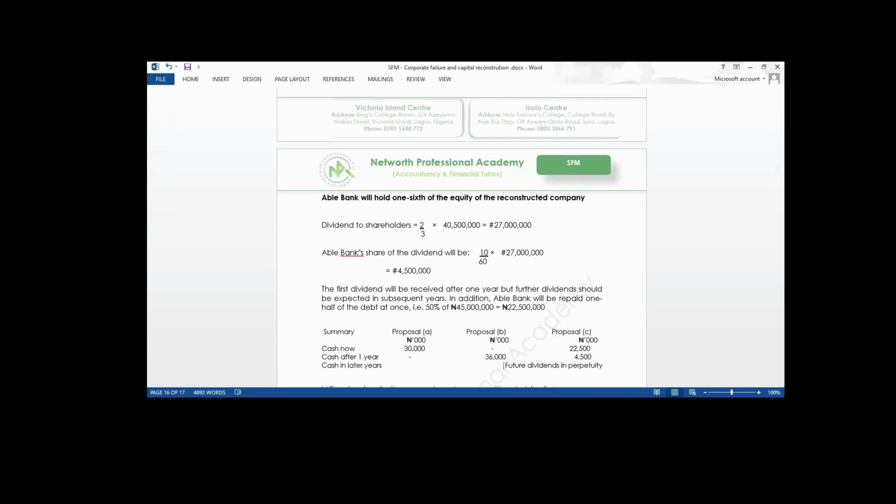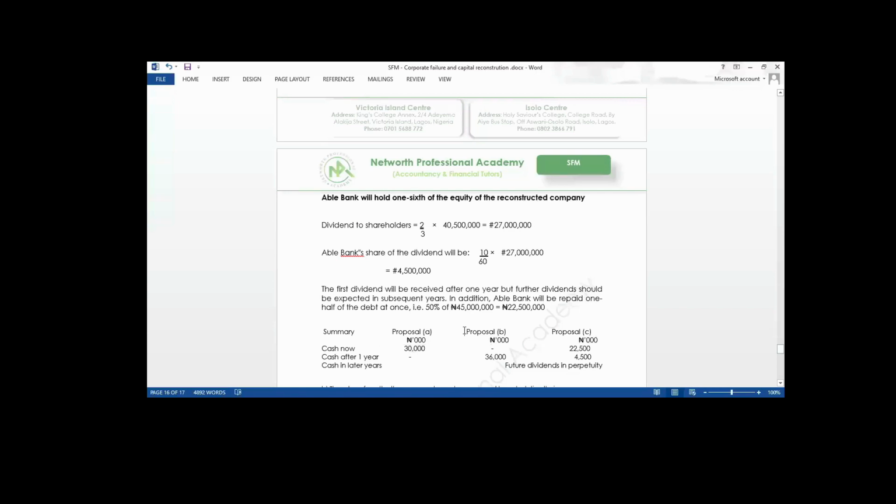We are done with question A. Look at the summary. Under proposal A, if this company is liquidated, Able Bank will get 30 million naira immediately. That is cash now. Nothing in year 1 under proposal A, nothing in subsequent years.